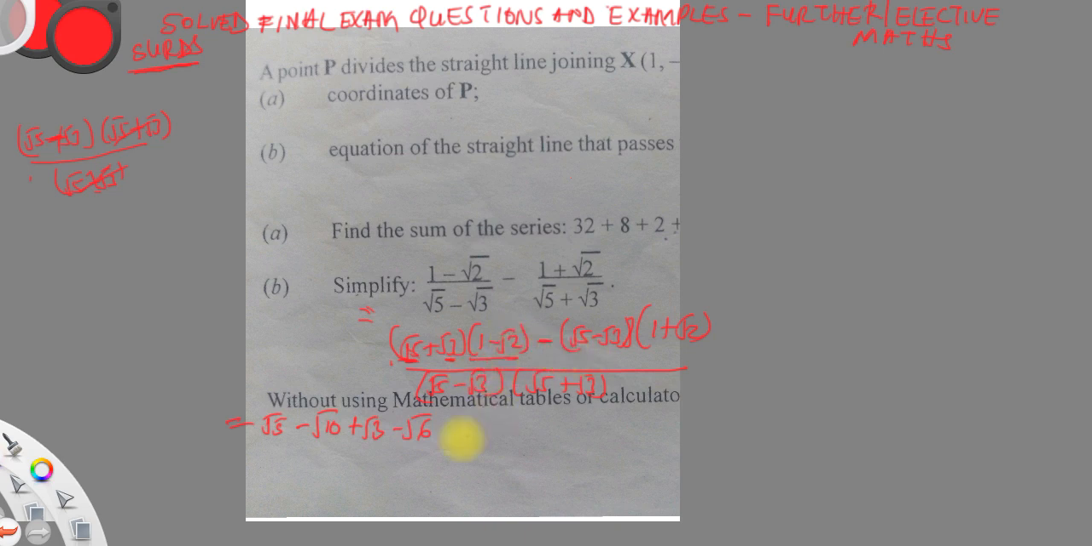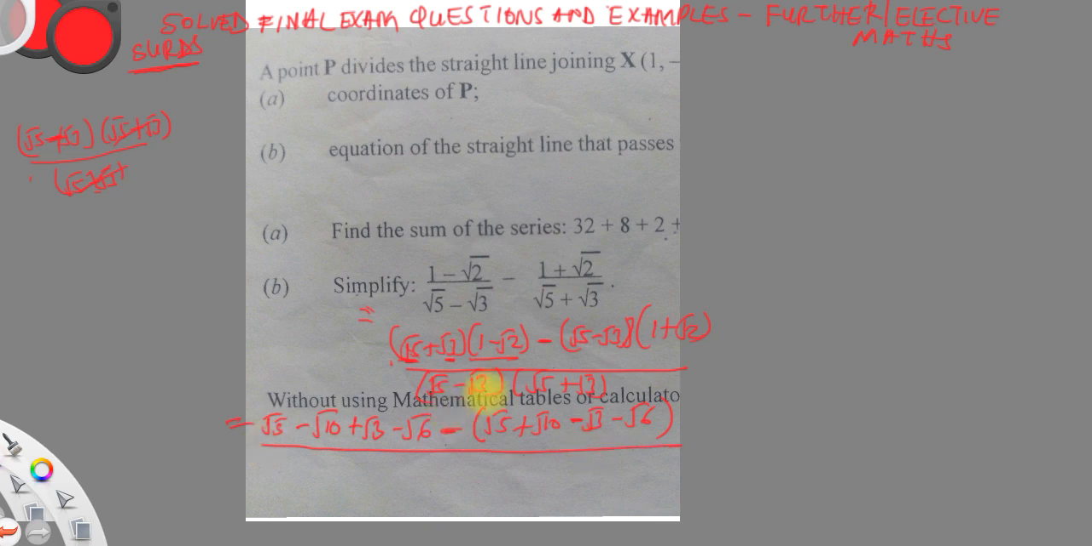Then we come to this. Put your minus sign into the bracket. Square root of 5 times 1, we get square root of 5. Then square root of 5 times positive square root of 2, we get plus square root of 10. Then negative square root of 3 times positive 1, we get negative square root of 3. And negative square root of 3 times positive square root of 2, we get negative square root of 6. This is what we get.